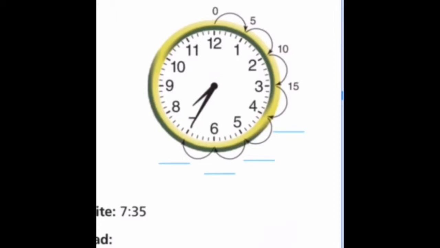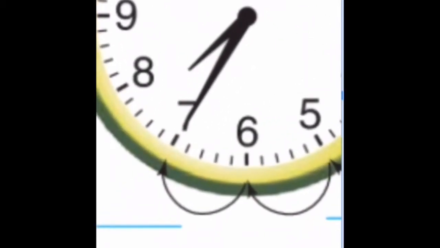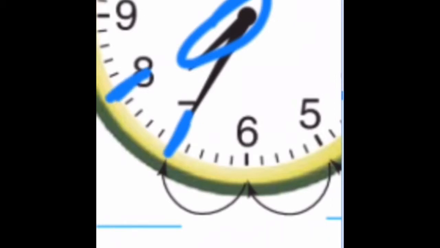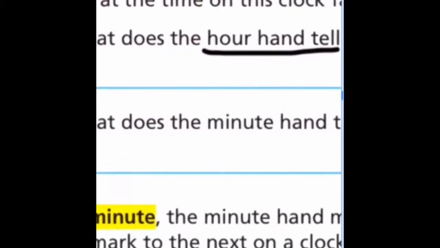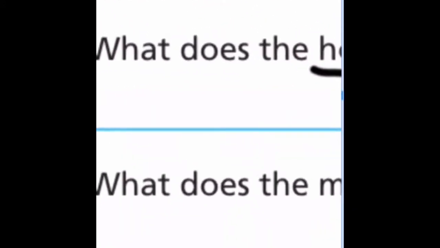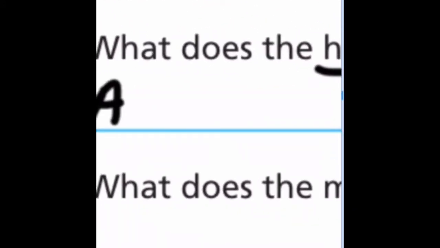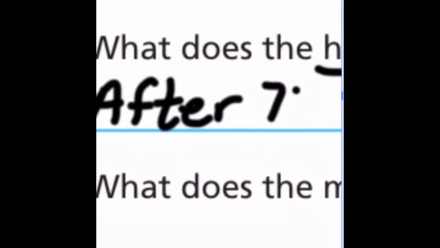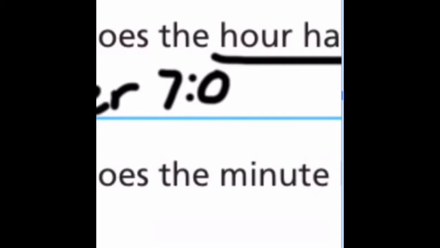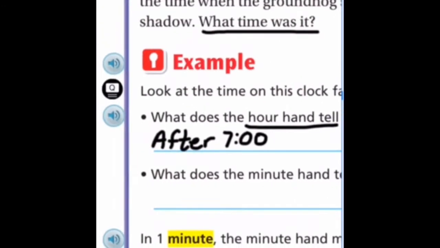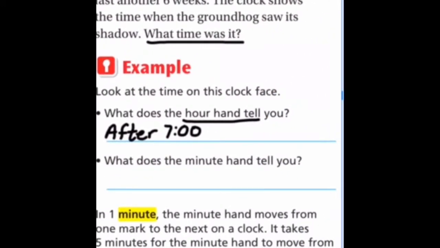So the hour hand, what does it tell us? Well, here's the hour. And it tells us that it's between 7 and 8 o'clock. So it's after 7. Okay. The hour hand tells us it's after 7. We'll just write after 7. Or we could have written between 7 and 8 o'clock, something like that. Okay, what does the minute hand tell us?